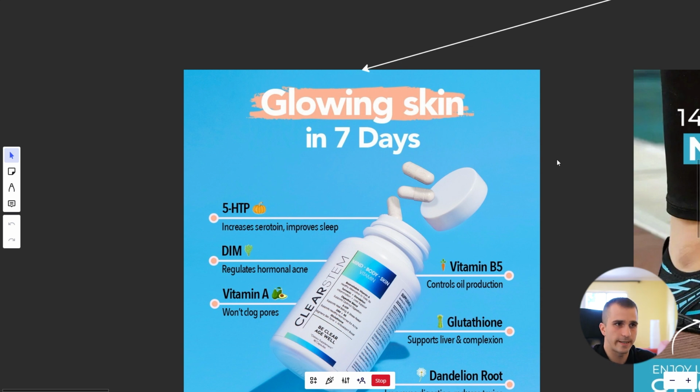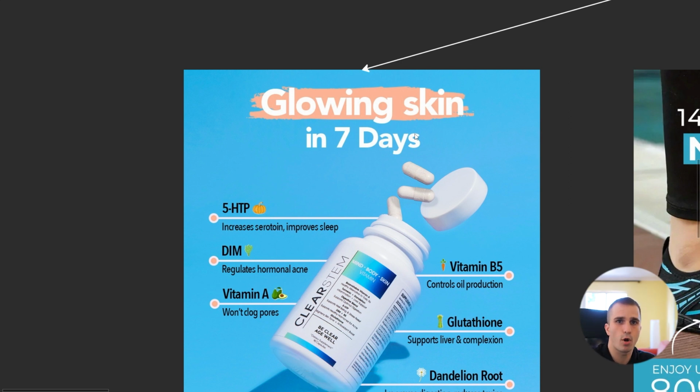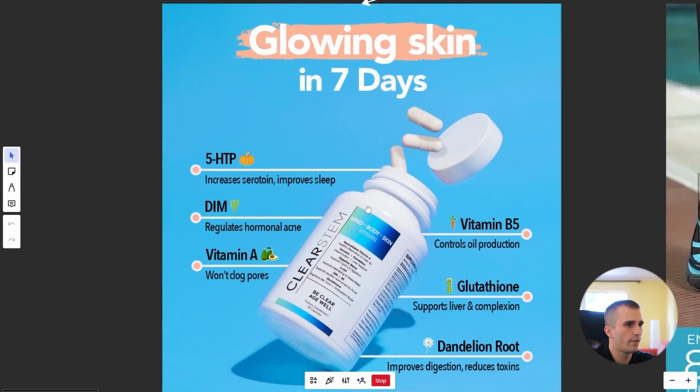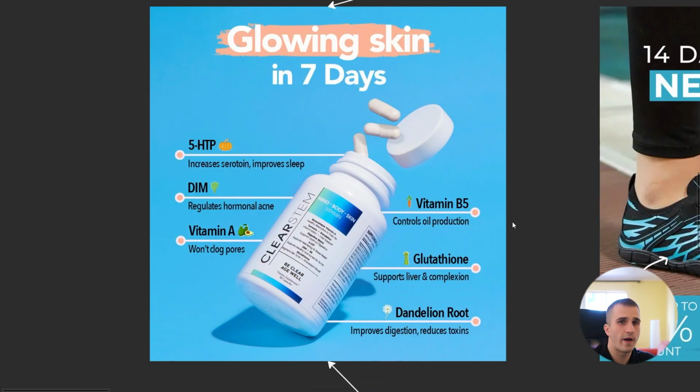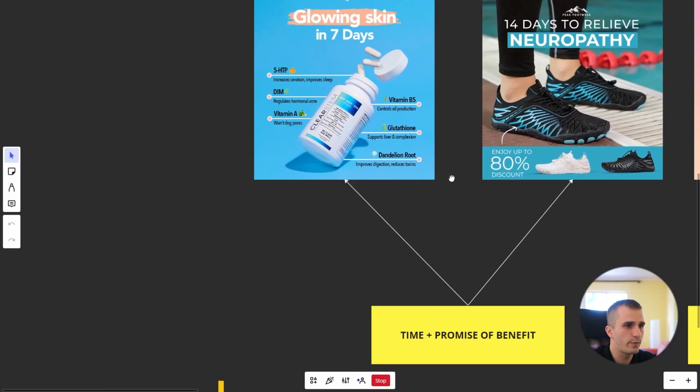And then after they get the attention, they see the whole promise which says glowing skin in 7 days. So that's the promise that this product and this brand makes to their customers when they see the ad and when they buy the product. Then you have some of the ingredients that this product has, like vitamin B5 and all these things. So it's pretty simple. Find the benefit that your product is providing, then make it a promise, a statement on your ad, and that way you will attract and make them convert. So yeah, that's the first example that we have here.